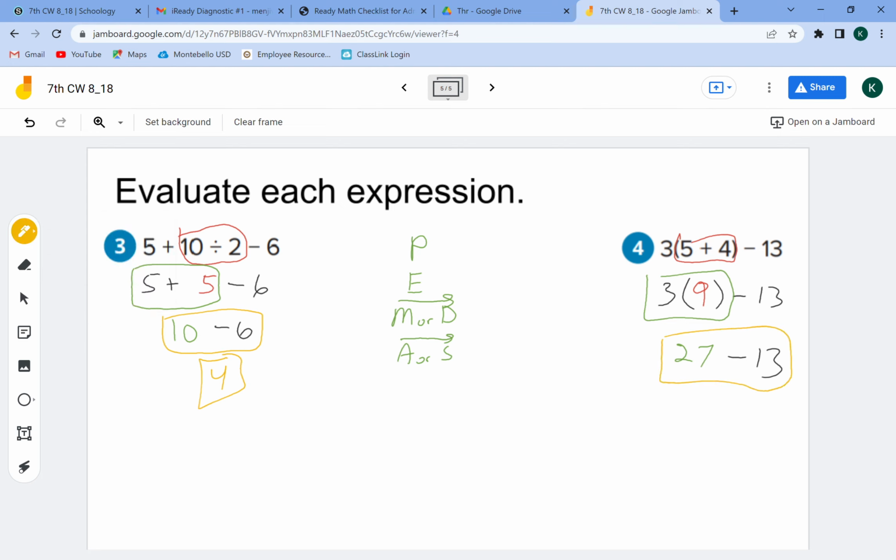So then 27 minus 13. That'll give me, let's see, 7 minus 3 gives me a 4. And then 2 minus 1 gives me a 1, so it'll be 14. Okay, and that's how you would do these kinds of problems. Again, it helps if you know your order of operations.